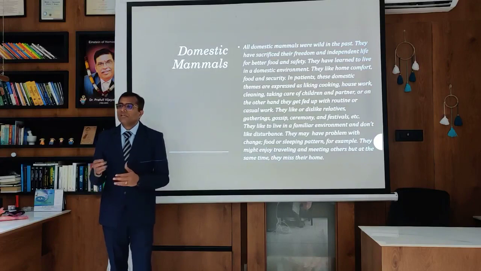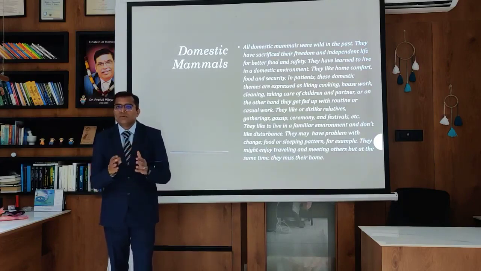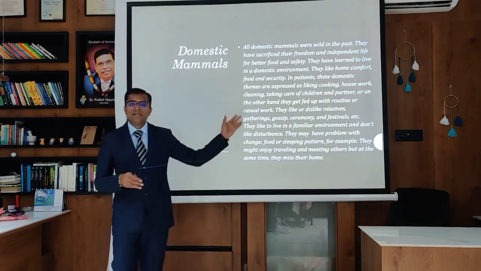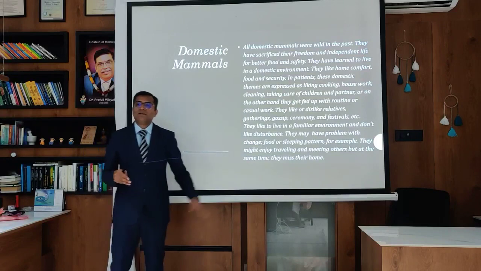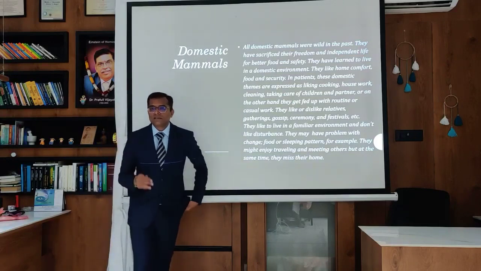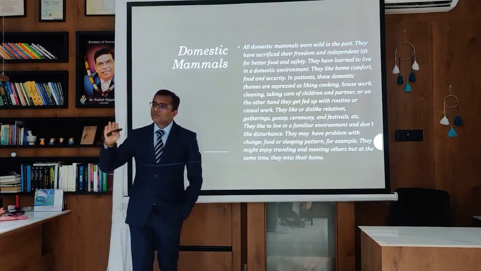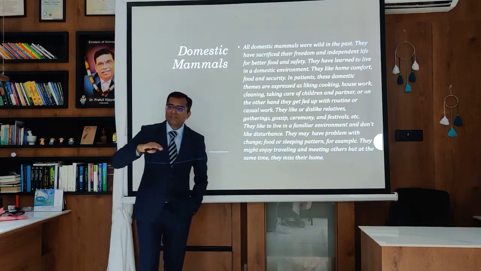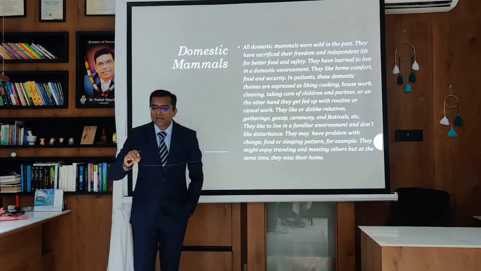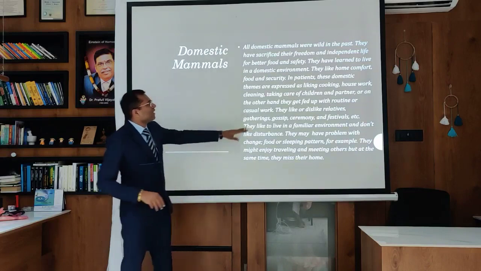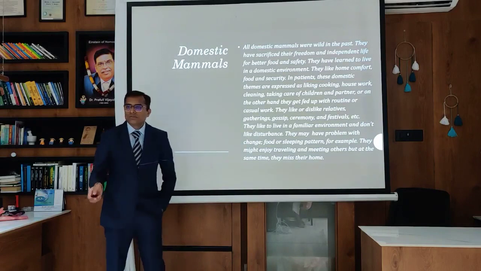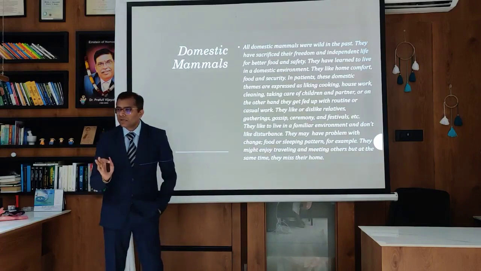You know, earlier they had to go hunting for food. Now food is directly available, so I need to forget my hunting process. That is how their wildness went down. When the wildness goes down, what are the characteristics? They become mild, docile, submissive. They are dependent on others and dominated by others. So they learn the domestic environment. They like home, comfort, food and security. So their basic needs are comfort, security and home.